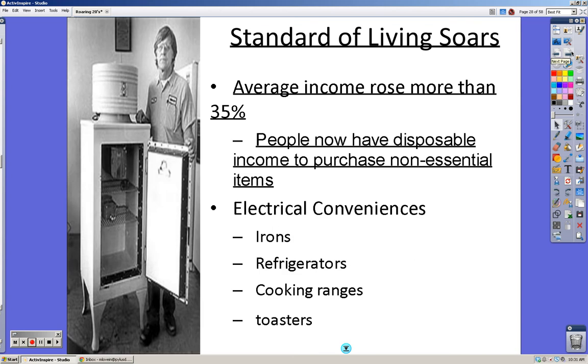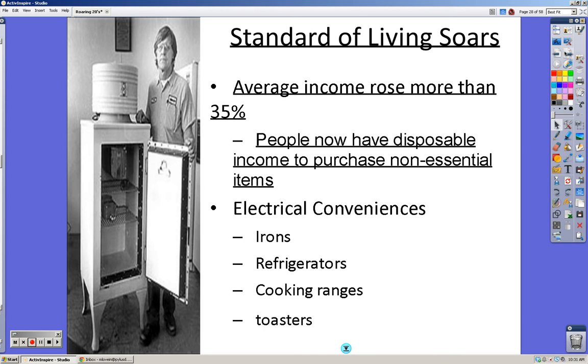Our standard of living soars with income rising. More than 35% of people now have a disposable income to purchase non-essential items. On the left you see a refrigerator, obviously really old and outdated, but imagine being able to buy food and refrigerate it when before you had to buy it and eat it that day or else it would go bad. Other things to make lives easier, and usually it's making women's lives easier at home.